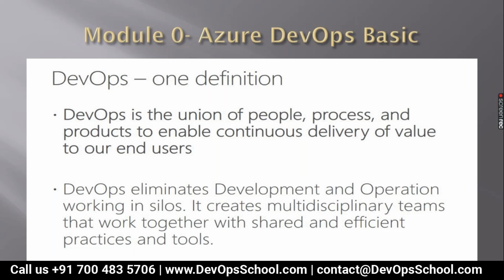So basically DevOps eliminates development and operations working in silos. As I told you before also, it is going to combine the development and operations stages. It creates multidisciplinary teams that work together with shared and efficient practices and tools. There are so many tools, and open source tools are also available in DevOps. Just now I told you, right?